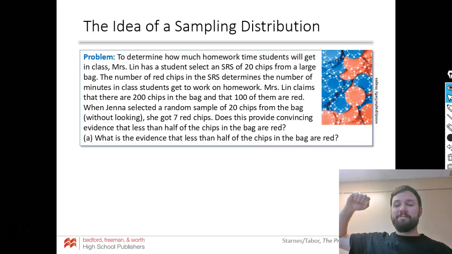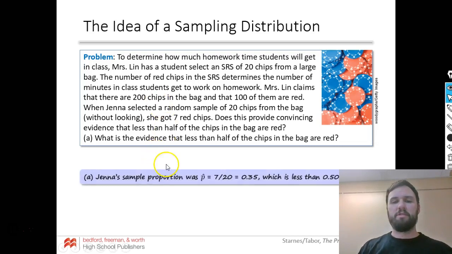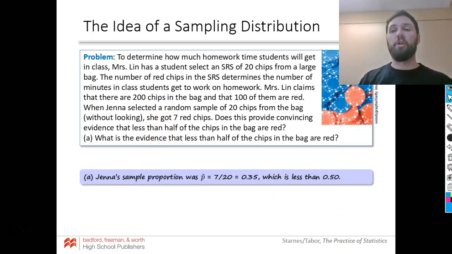Jenna grabs out her 20 chips. 7 are red. Is that convincing evidence that less than half of the chips are red? Jenna's sample p-hat is 7 out of 20, which is 0.35, and that's less than 0.50. So in my head, I'm like, well, then obviously it's less than 50%. But we have to use statistics to prove it.